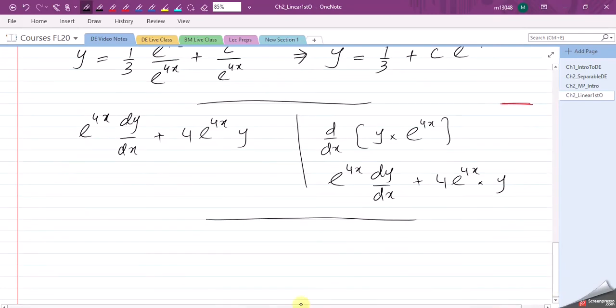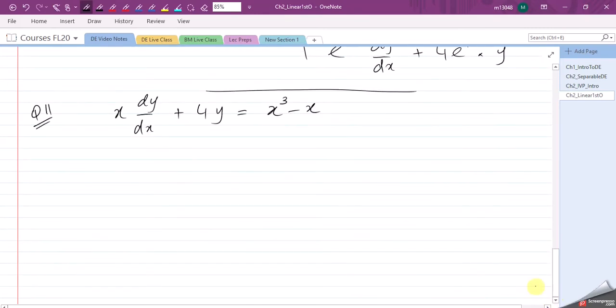So let's do one more question. This one is question number 11 in the same exercise. The question is x dy by dx plus 4y equals x cubed minus x. What is our first step? Do you remember the first step?